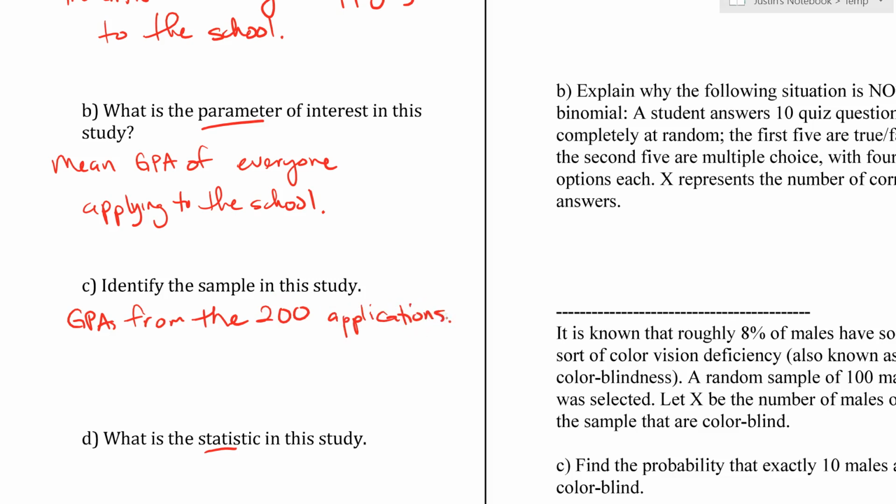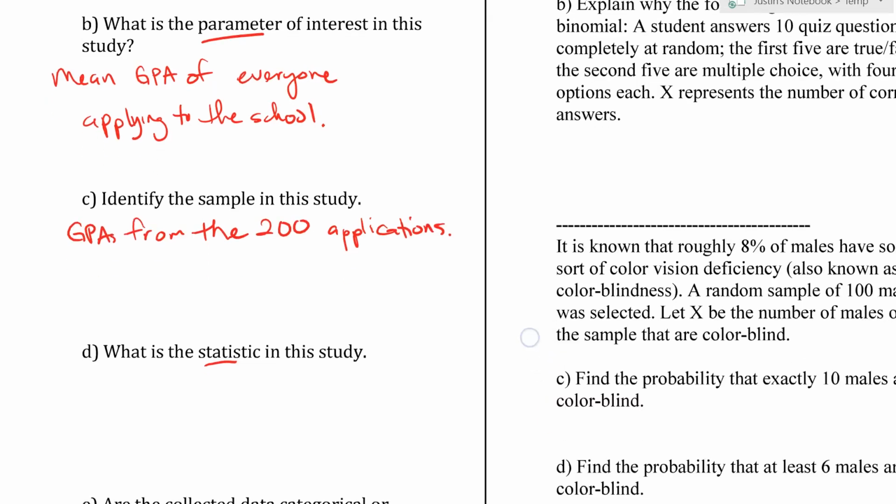And what we are using to measure those 200 applications is going to be our statistic. Well, how do we measure the GPAs in a single number? Well, again, we find the mean. It's the mean GPA of the 200 applications.